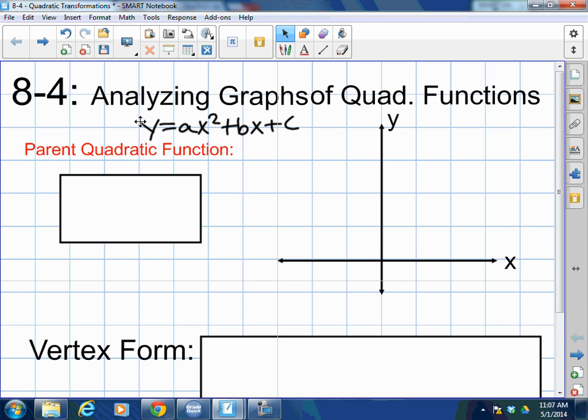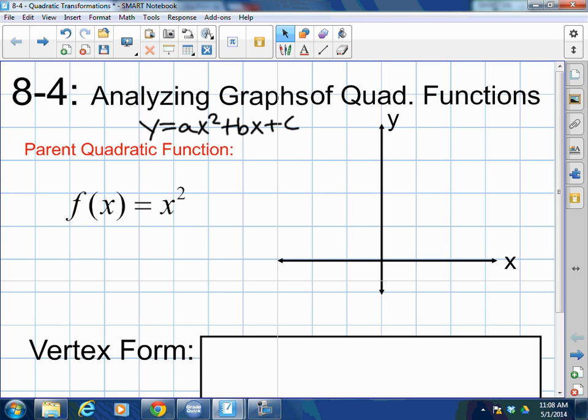And before we learn how to use that, I want to explain how the vertex form came about and what all of the individual pieces of the vertex form are. So first of all, every single quadratic function, every single one, no matter how complicated or how simple, it all comes back to the parent function.